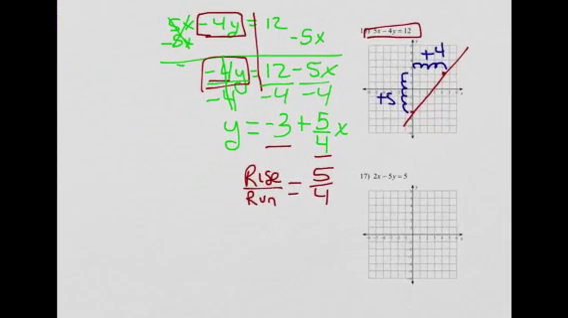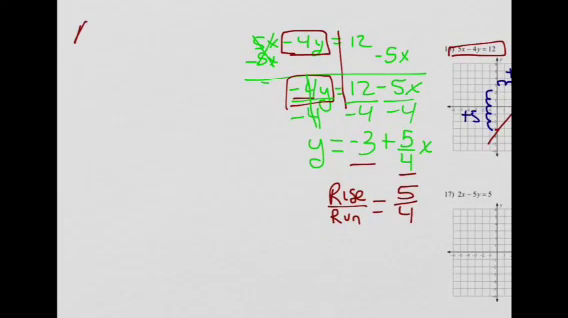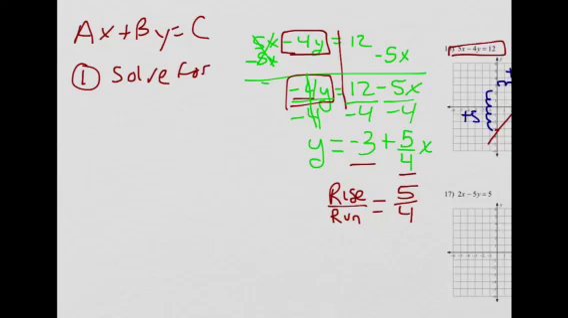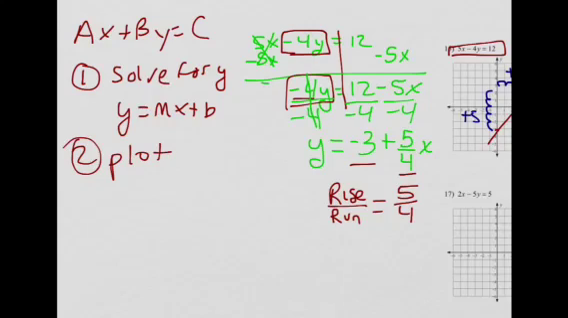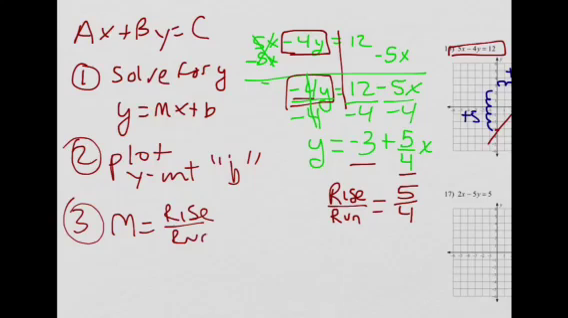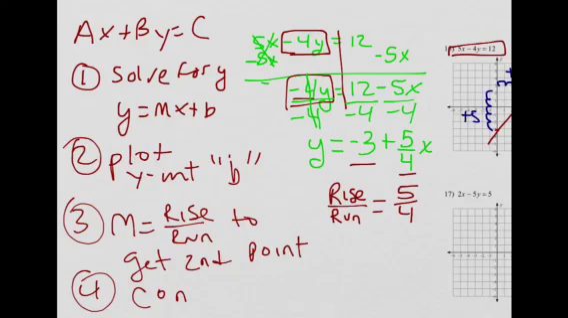Let's go ahead and write those steps down. So when the equation is in ax plus by equals c form, 1. Solve for y to put it in y equals mx plus b form. 2. Plot your y-intercept, which is b. 3. Use your rise over run to get a second point. And then finally, connect the dots.